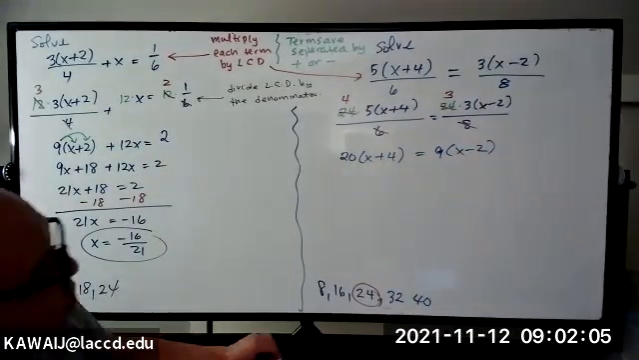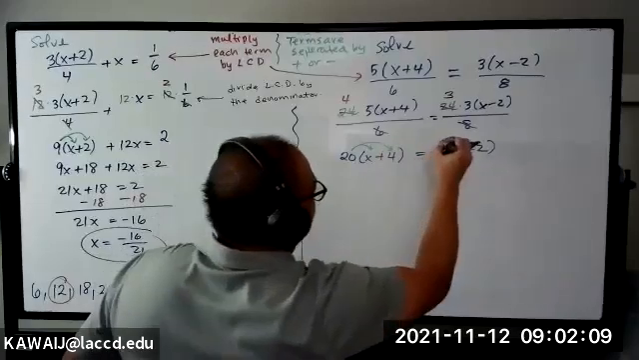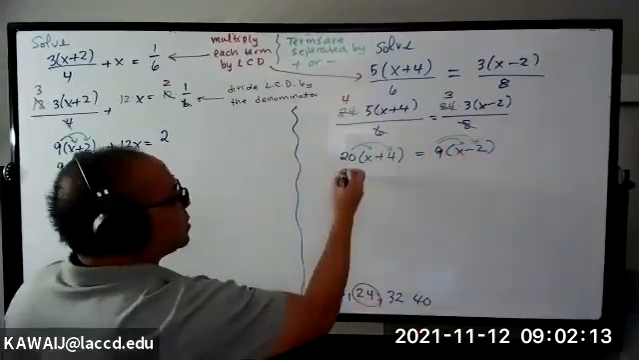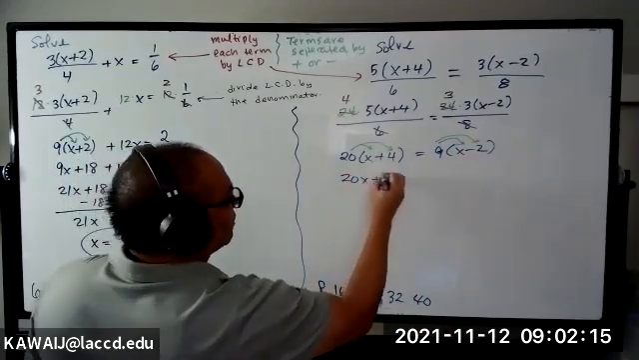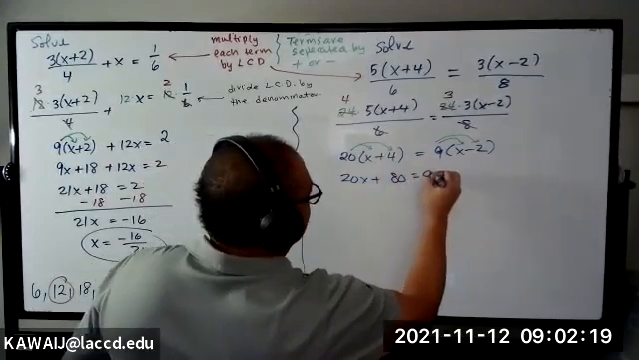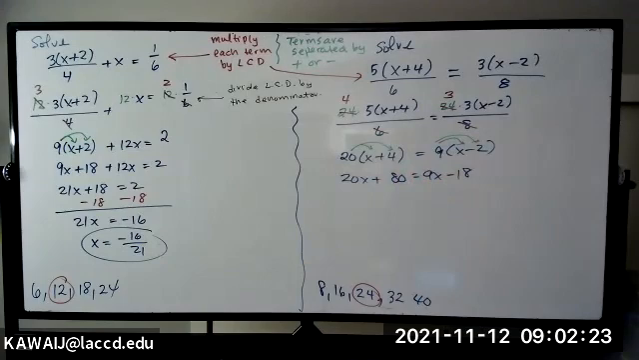And then we're going to distribute. So I get 20x plus 80 equals 9x minus 18. Did I do that right? 20x plus 80, and then 9x minus 18. Yeah. Okay. So go ahead, keep working on that.